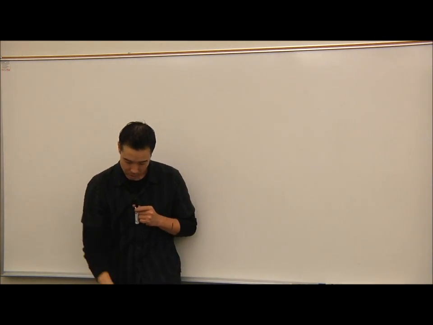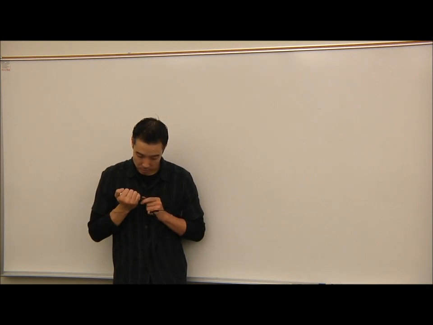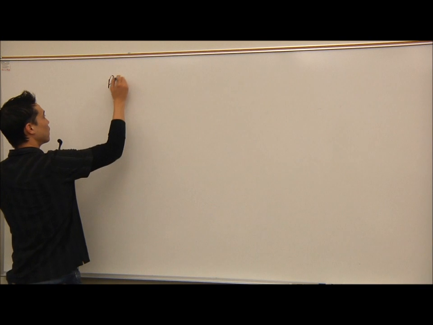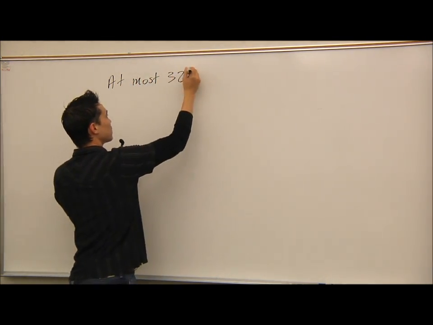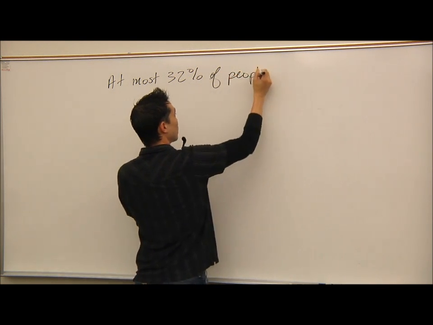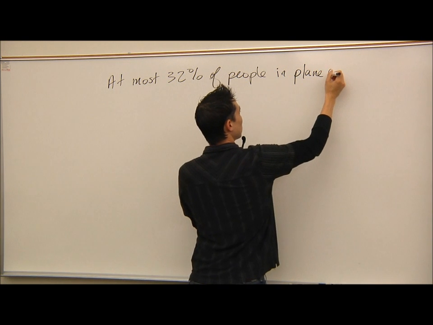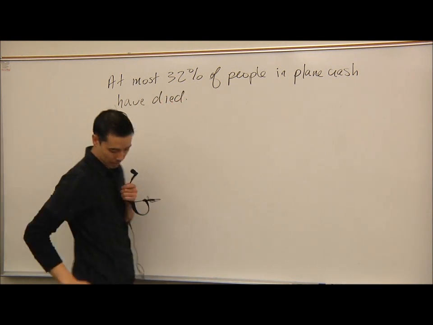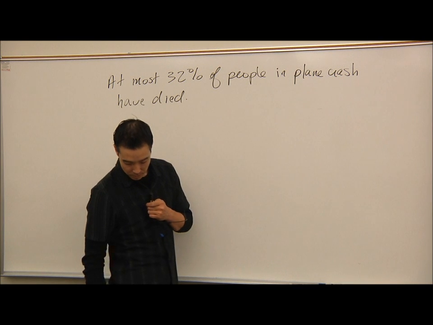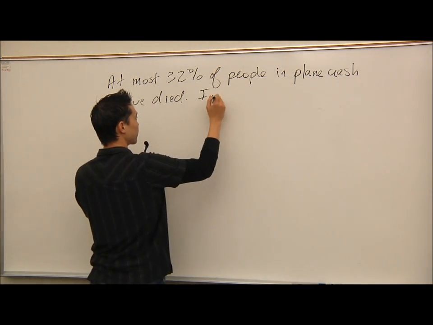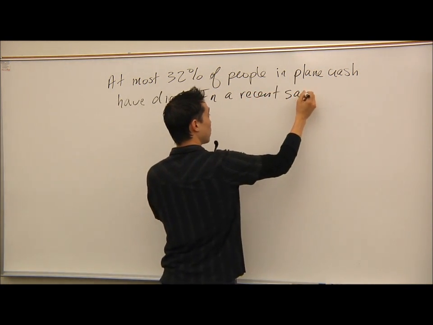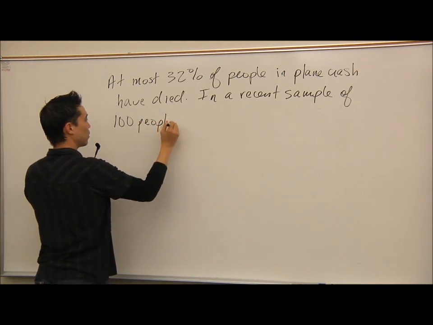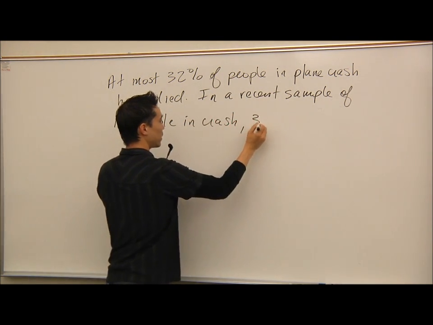Alrighty, example number 2. A recent study found that at most 32% of people who have been in a plane crash have died. Wow, that's kind of depressing. At most 32% of people that have been in a plane crash have died. Okay? In a sample of 100 people who were in a plane crash, 38 died. Okay, so in a recent sample of 100 people in a plane crash, we found that 38 died.